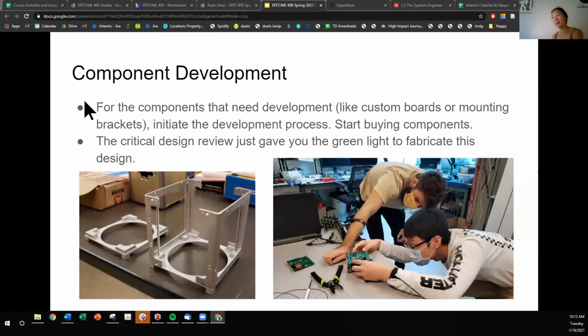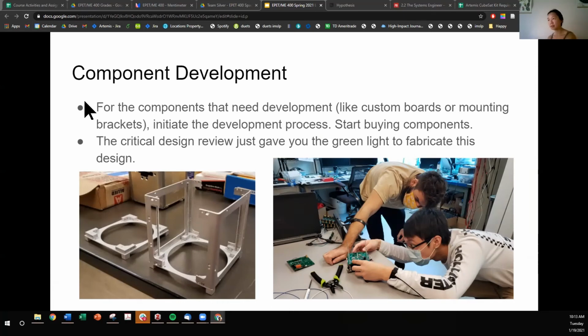Okay, so we are not going to get to component development for your particular mission this semester, but next semester, that is in the plan. But I want you to be aware of what the future is like so it informs your design process.